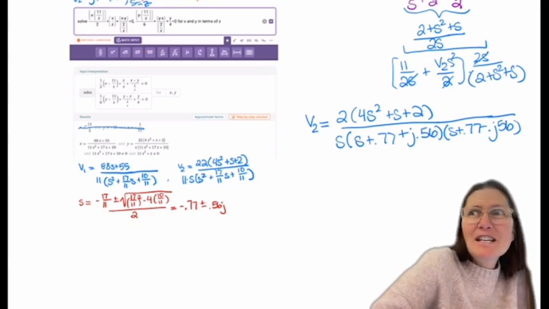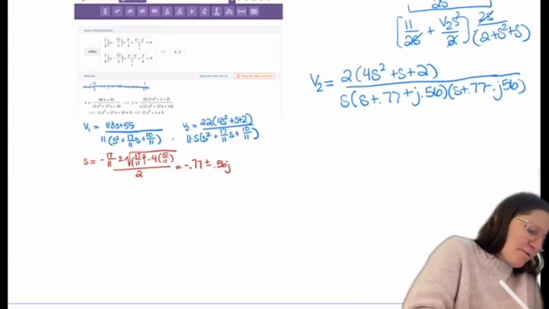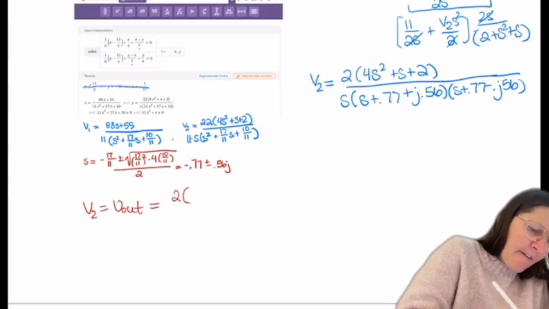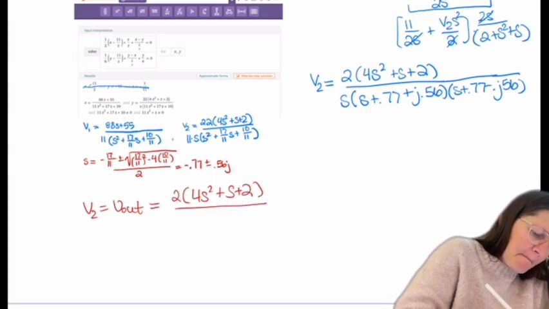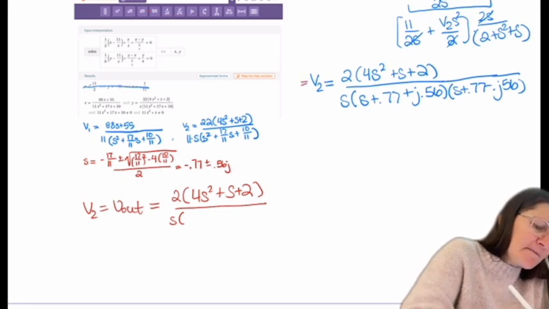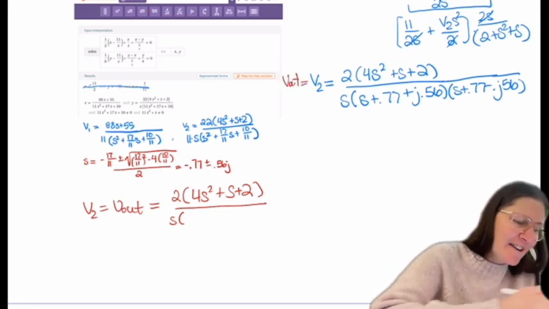Okay, so take a minute. I'll let you guys solve the rest of this. So V2 is equal to V out. I'm just going to say this is equal to V out. I'm not going to rewrite it.